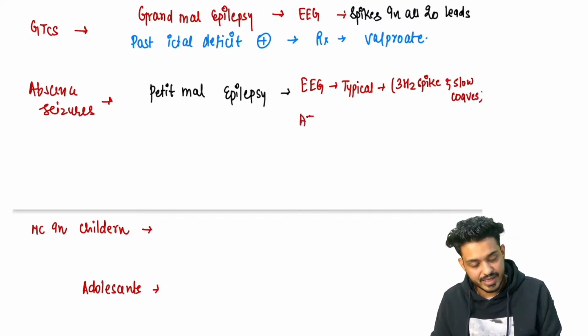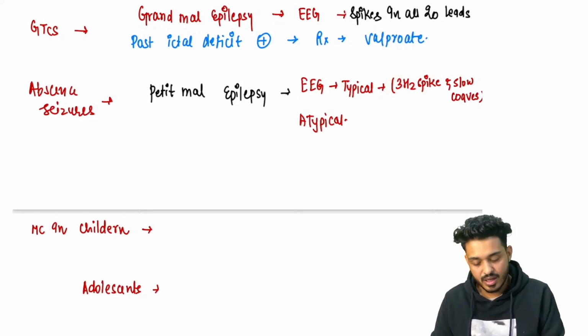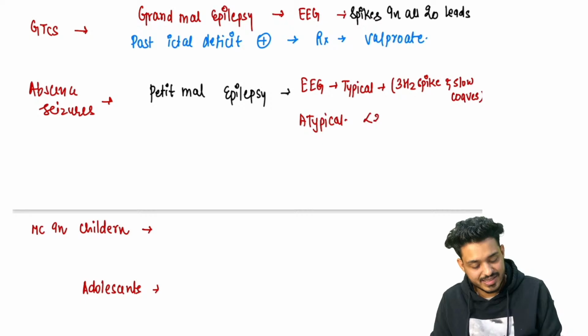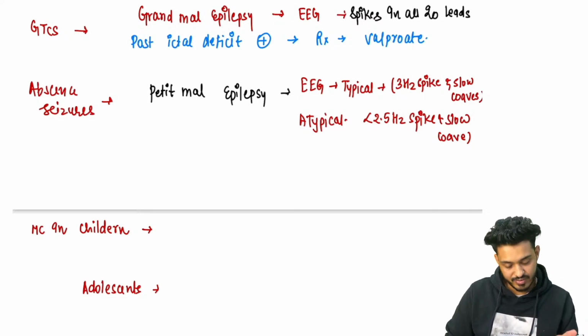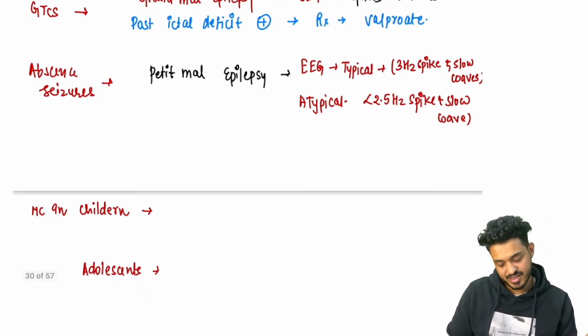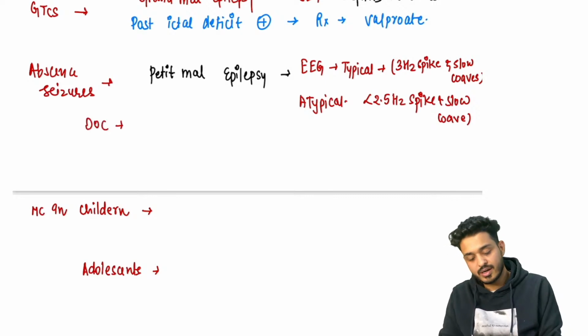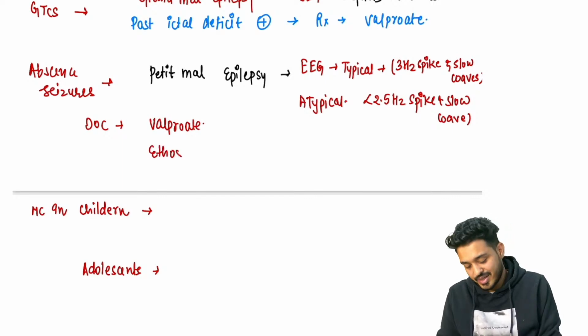Whereas in the cases of atypical, कुछ बुक्स में ये 4 से 6 भी लिखा हुआ है, राइट, बट यू कैन सिंपली रिमेंबर 3 वेव्स, राइट. अगर एटिपिकल की बात करेंगे, इट विल बी लेस देन 2.5 हर्ट्ज स्पाइक एंड स्लो वेव पैटर्न विल बी देयर. अगर लेस देन 2.5 है, दैट इज गोइंग टू बी इन द फेवर ऑफ एटिपिकल एब्सेंट सीजर. ओके, एंड इफ इट इज मोर देन 3, that is going to be in the favor of typical seizure. Drug of choice is going to be, we are going to use valproate, we are going to use ethosuximide.